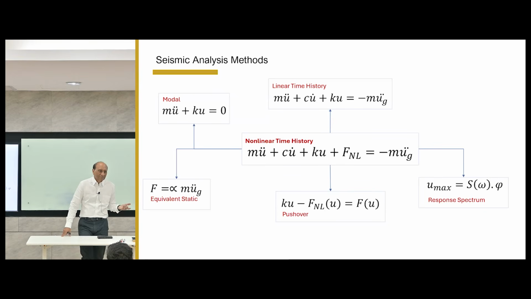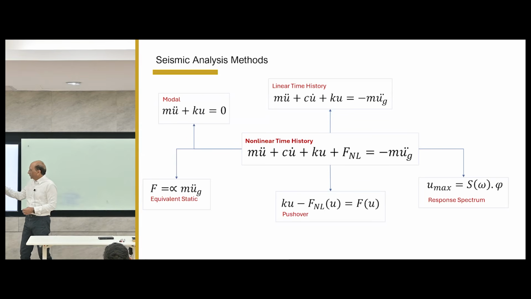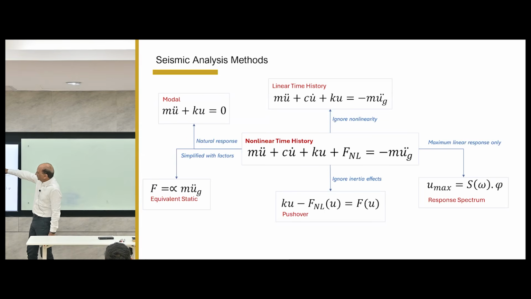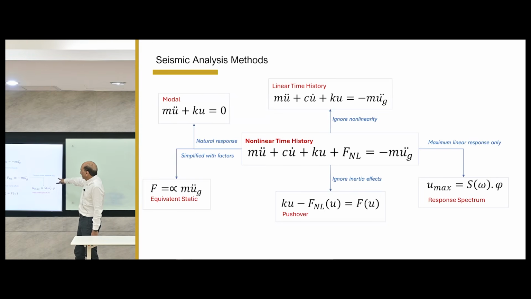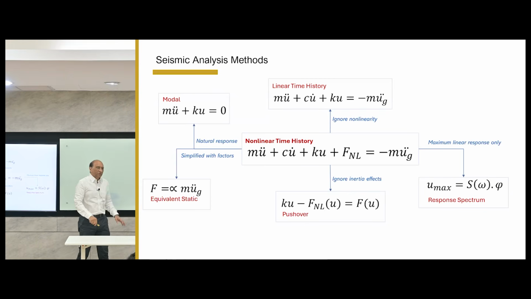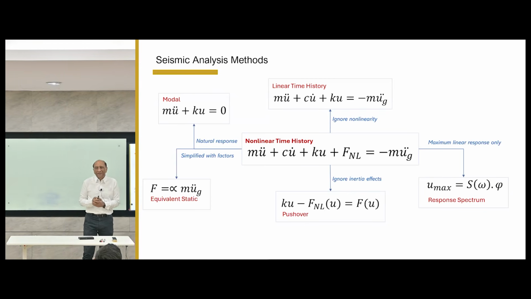When I started, no one could ask me to do nonlinear time history analysis because it doesn't exist. So all I had to do is take the code, take the frame, apply the horizontal load, g by 10, and do hand calculation by moment distribution. I'm done. Nothing more can be done. I don't have any tools. Now you have all the tools. You have no excuse. So knowledge and understanding of doing this will be very important. Okay, so ignore nonlinearity, we get that. Natural response simplified with factors, ignore inertia, and maximum linear response only, we get this one. So there is the summary of the analysis.